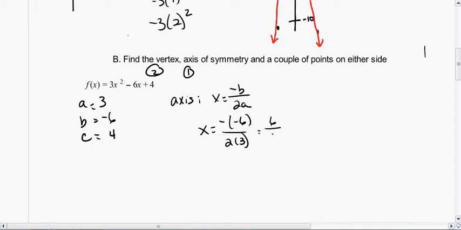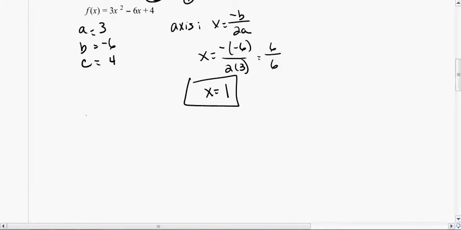2 times 3 is also +6. So the axis of symmetry is 1. Here it is. X equals 1 is the equation of the axis of symmetry. So if I draw a little sketch, I can start right away by putting in my axis of symmetry. There it is.